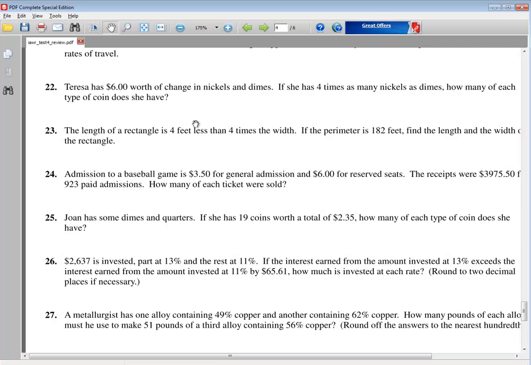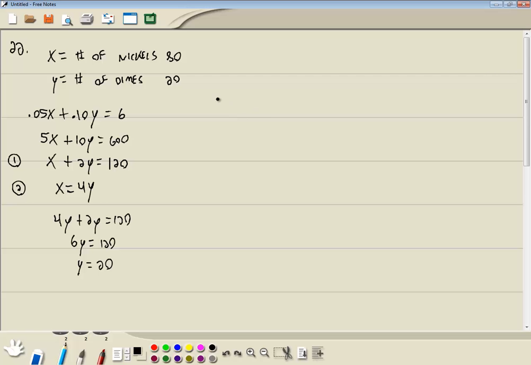Now let's think about the problem. 4 times as many nickels as dimes. 4 times 20 is 80. That works. And if I plug it into here, I'll pick this equation. We got 5 times 80 is 400. 10 times 20 is 200. 400 plus 200 is 600, so that checks.